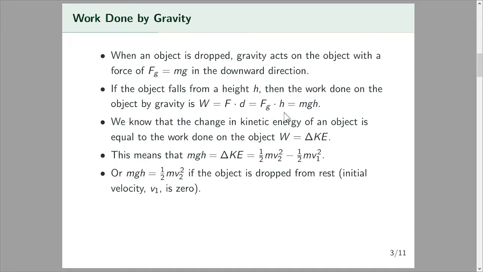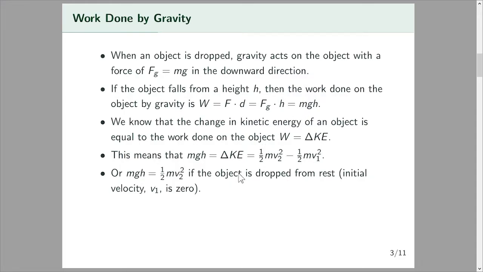And once again, if it's falling, the force and the distance are in the same direction. And so the work done is positive. The force of gravity is just m times g. We've already done that. And so the work done by gravity is this mgh here. We know that the change in kinetic energy of an object is equal to the work done. And so that means the change in kinetic energy for a dropped object is just mgh.